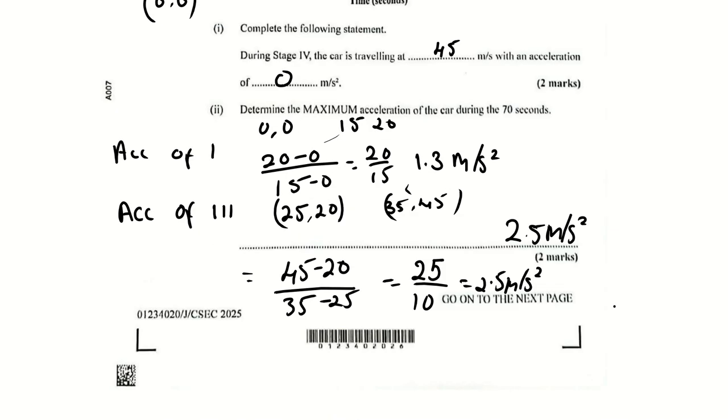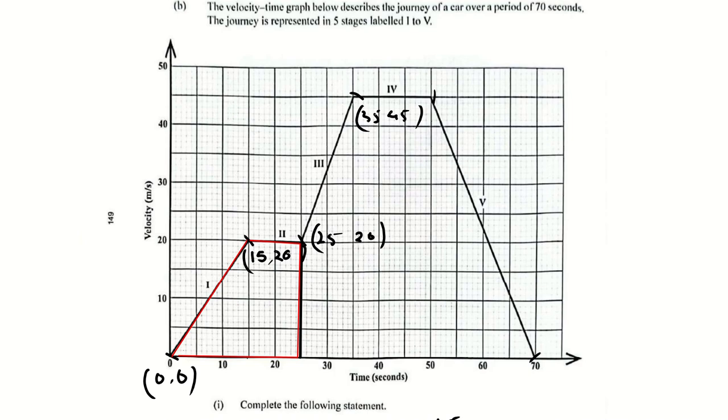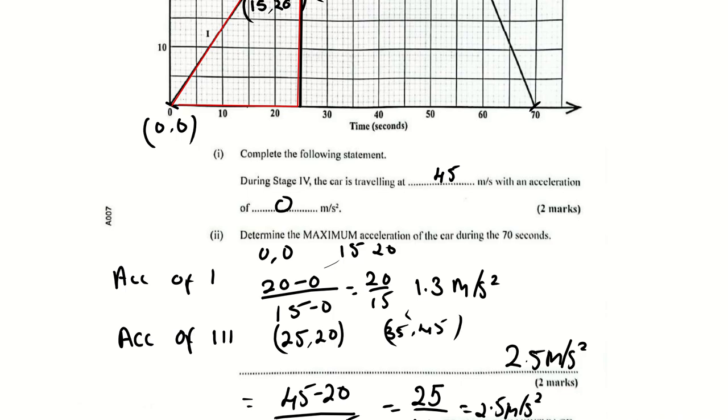And then determine the maximum acceleration of the car during the 70 seconds. So when we're talking about acceleration, we're looking for the increase, right? Stage 5 is not an increase, it's not acceleration, it's a deceleration or retardation, however you want to put it. So the two accelerations would either be 1 or 3, right? To find the acceleration, I told you to find the gradient. So you take your point of your initial and your final for stage 1, and then you find the acceleration.